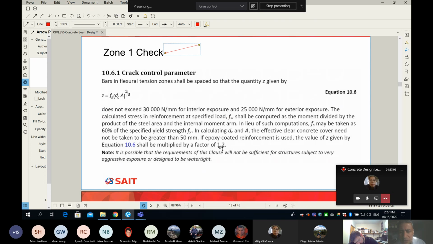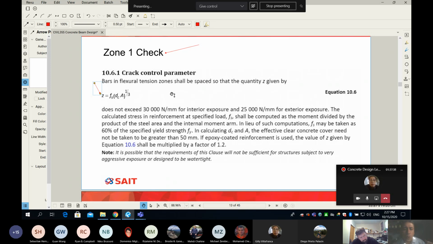For the sake of time, I typically leave the students to read and enjoy the reading of the code, but I will save your time and go ahead and explain how we do that. In zone number 1, all we have to do is estimate this number here, the Z. And Z is called the crack control parameter. I'm going to show you how in a minute, but for now, I'm going to give you the big picture.